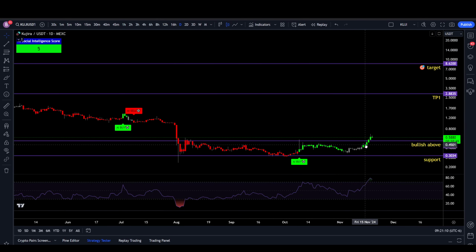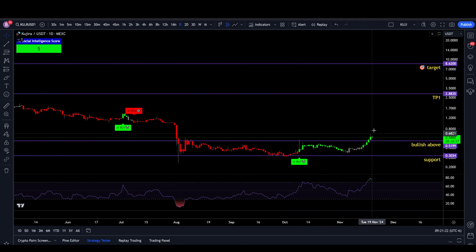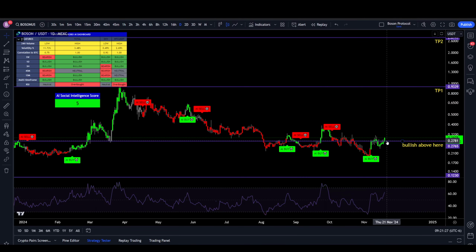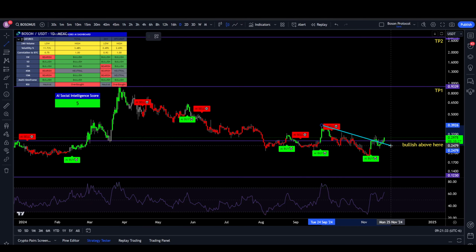So BOSON, I posted this one on Twitter, posted it in our Discord before this breakout. Looks like it's very bullish right now. I did purchase some of this before the move. So that was KUJI, sorry, I thought that was BOSON. Same thing though. They look very similar. So BOSON is starting to break out now. I believe it might have made its breakout. Yeah, it's looking good. But we'll see, it needs to stay above the bullish line, that's the main thing.